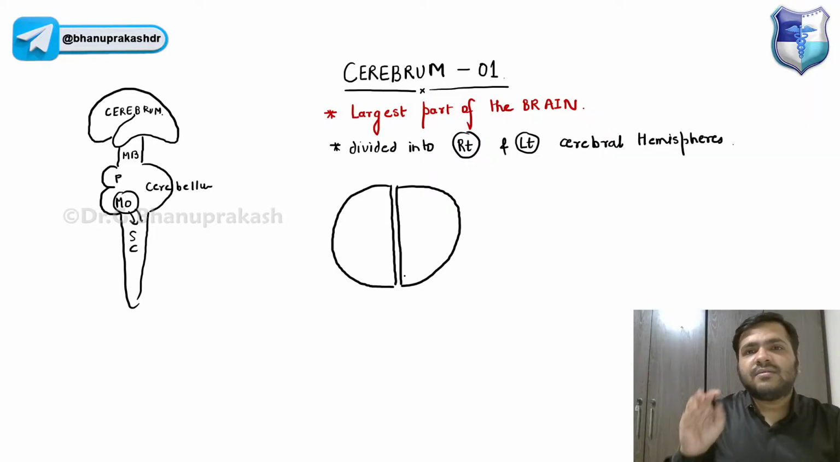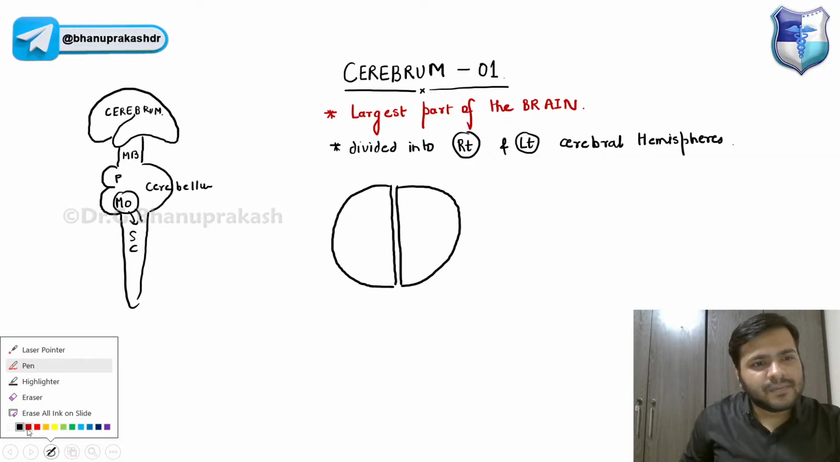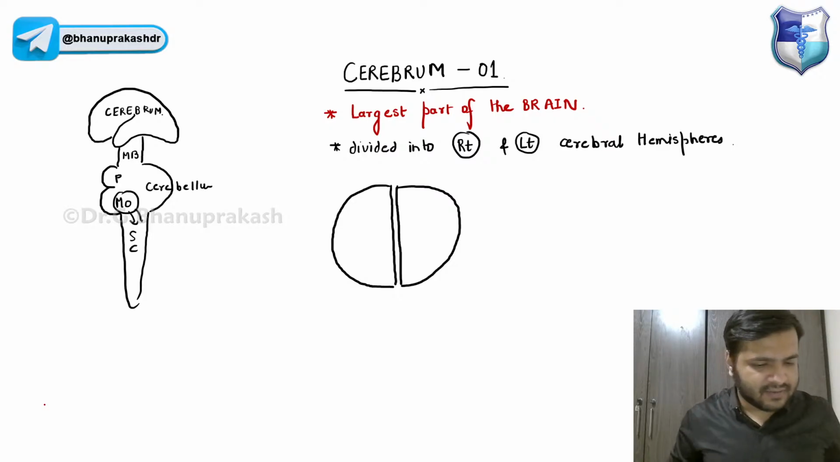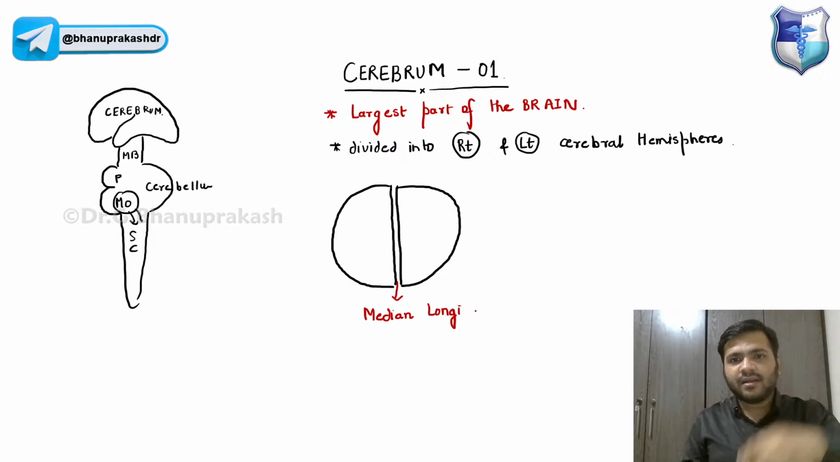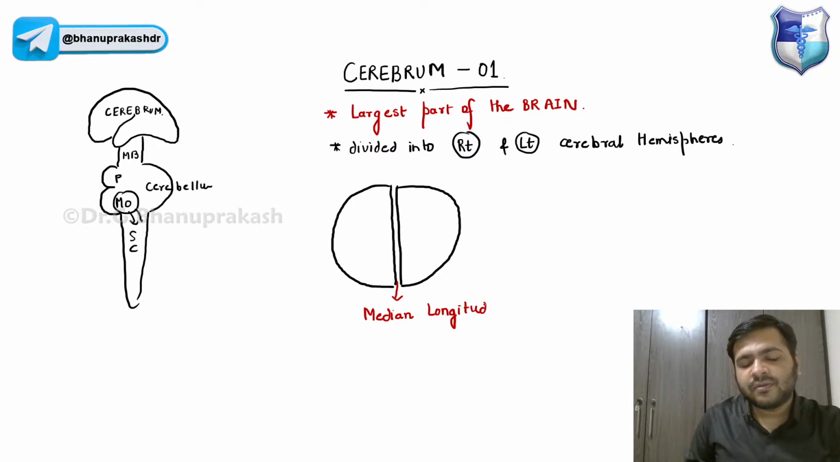Remember that they are divided by a fissure in between, guys, exactly in the midline. There is an opening in the midline, and that is called the median longitudinal cerebral fissure. Median means exactly in the midline, and it is longitudinal. Basically it is running longitudinally from front to back, right? It is longitudinal. It is the cerebral.